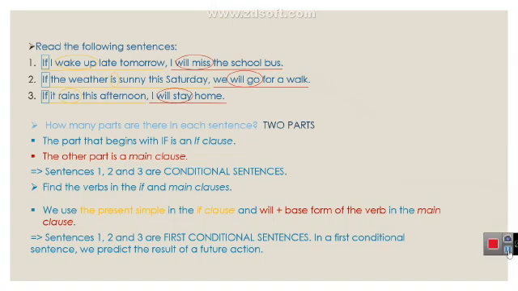Let's go back to sentence 1. We're talking about tomorrow, the future. If I wake up late tomorrow, the result will be that I will miss the school bus. In sentence 2, we're talking about a time in the future, this Saturday. If the weather is sunny this Saturday, the result will be that we will go for a walk. In sentence 3, we're talking about something this afternoon. If it rains this afternoon, the result will be that I will stay home.